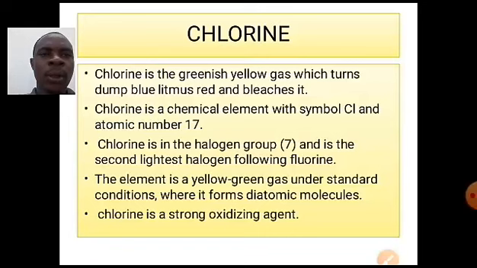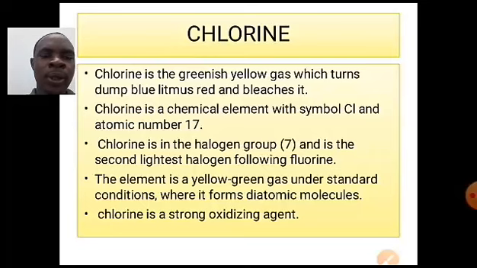When you take blue litmus paper and pass it through chlorine gas, it changes color to red. Chlorine is a chemical element with the symbol Cl, and it has an atomic number of 17.